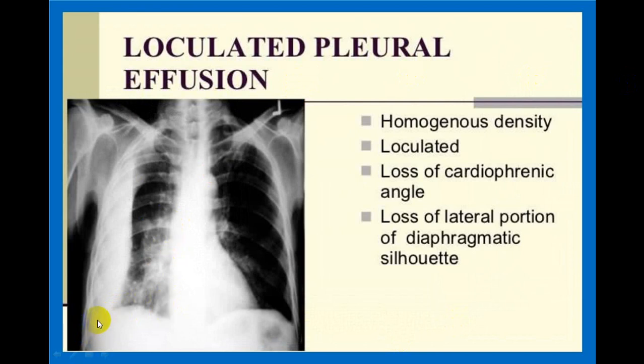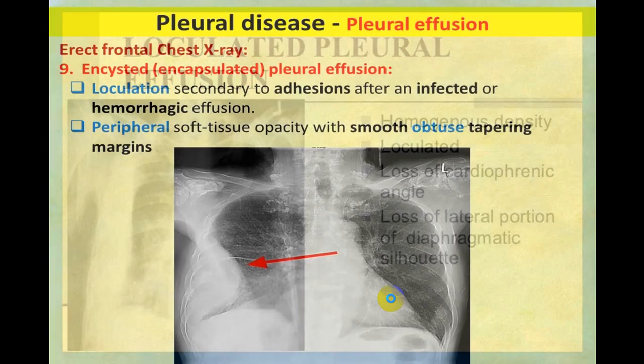But the shape of this is not a crescent sign. It is not like this, but the shape is this way, and this is parallel to the costal margin. So this is loculated pleural effusion. So homogeneous density, loculated, loss of the cardiophrenic angle, this angle, and loss of the lateral portion of the diaphragmatic Silhouette, this lateral portion. So this will be loculated pleural effusion.